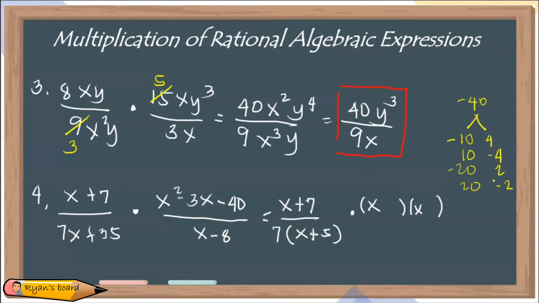Parang wala diyan, di ba? So, isip pa tayo ng ibang factors ng negative 40. I think that's negative 8 times 5. That's negative 40. Pag in-add ba natin ito, negative 3? Yes, kasi negative 8 plus 5 is negative 3. So, yan ang factors natin. So, we write minus 8 or plus 5.